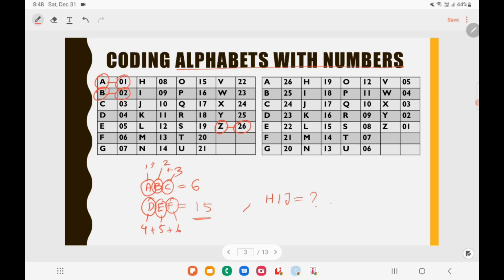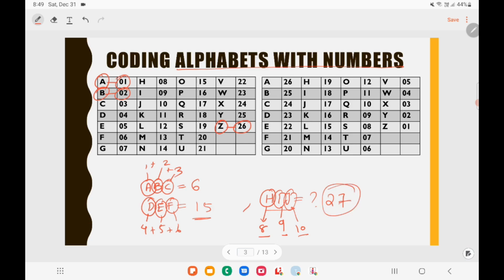So this is how the coding is being done. You have now decoded how the coding is done. Now you need to find HIJ. You know that H is 8, I is 9, and J is 10, right? So 8 plus 9 plus 10: 8 plus 9 is 17, 17 plus 10 is 27. So the answer will be 27. This is how the coding is done.